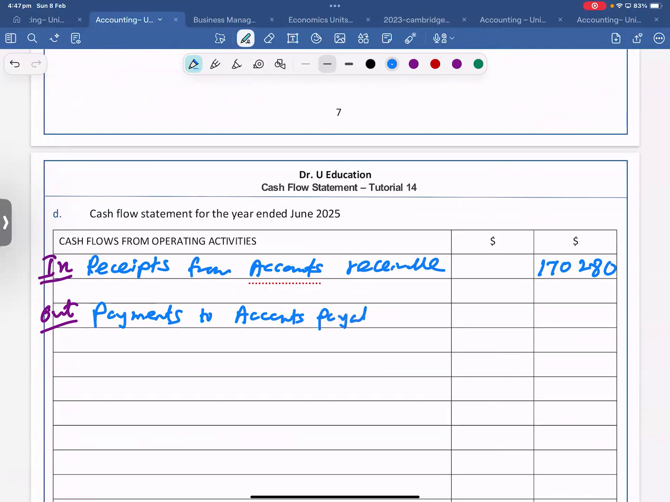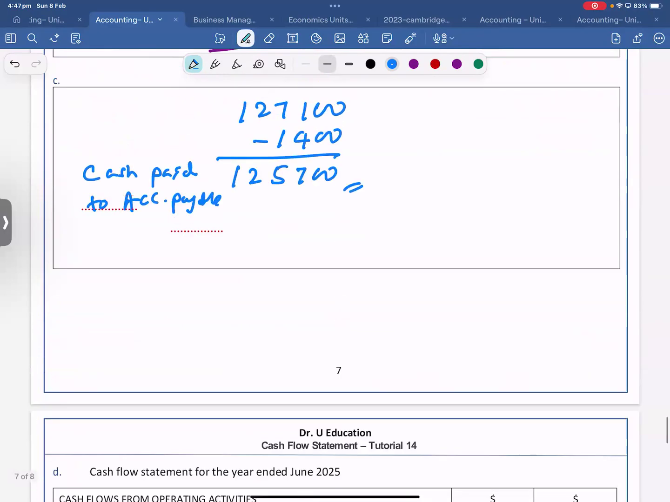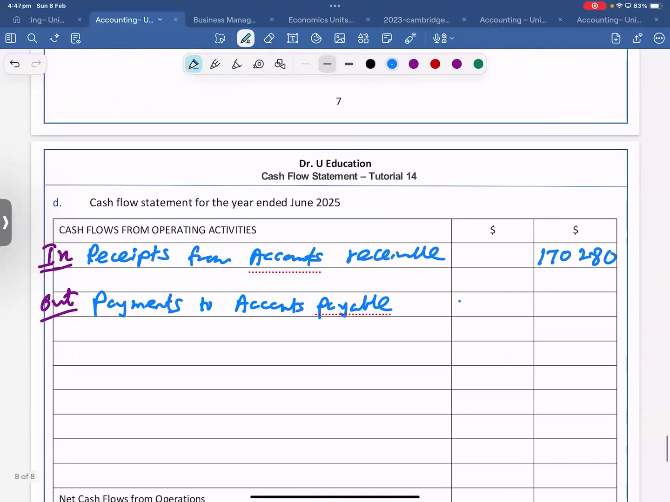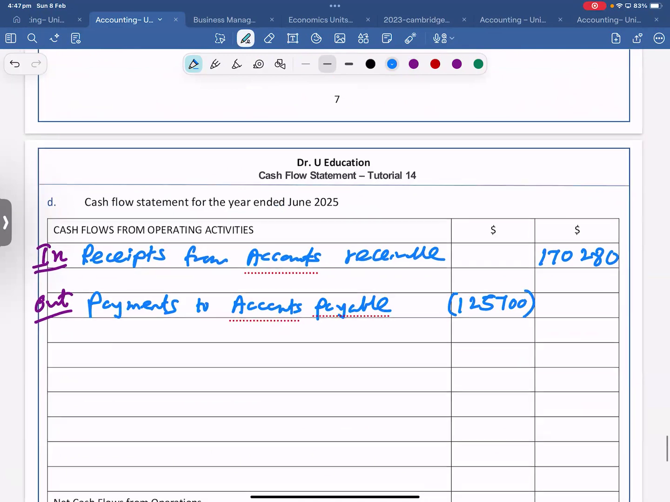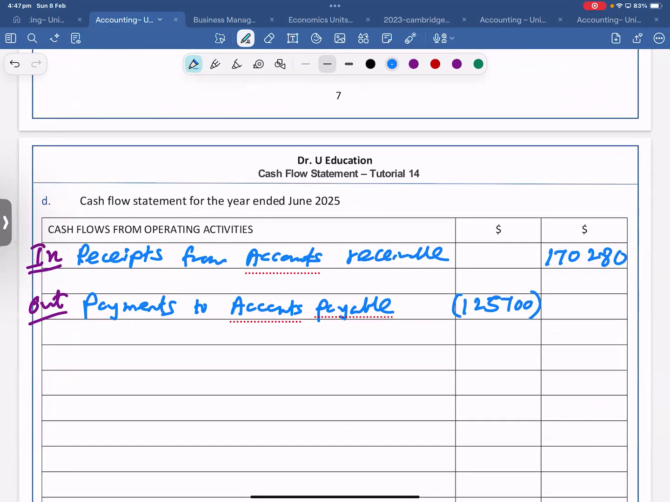No. What's the digit, sir? Which one? Receipts to accounts payable? 172,800. You can't see? No, I forgot my glasses. Okay.